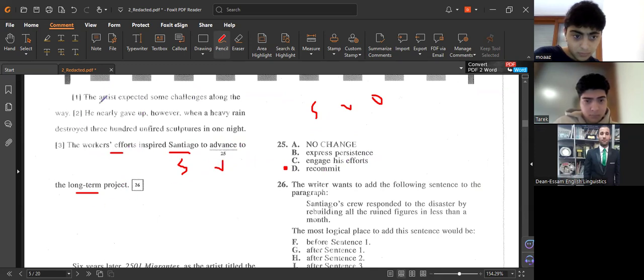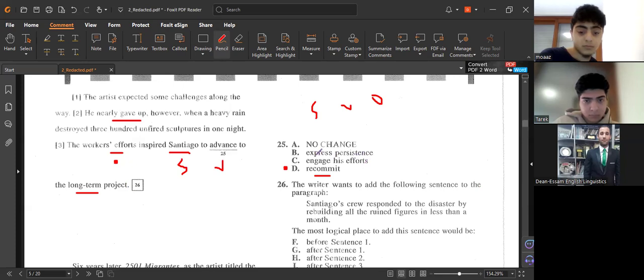So read before to check. The artist expected some challenges along the way. Okay. He nearly gave up. Look, gave up. However, when a heavy rain destroyed 300 unfired sculptures in one night, his efforts inspired him to continue, to recommit, because he nearly gave up. You know it? His efforts gave him the power to continue again. Not only to engage his efforts, not to express persistence.